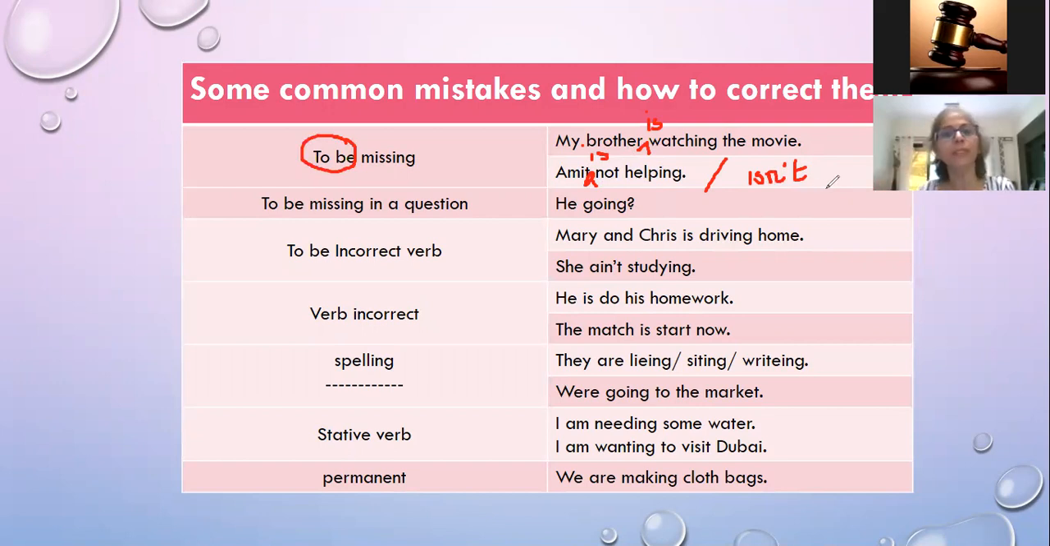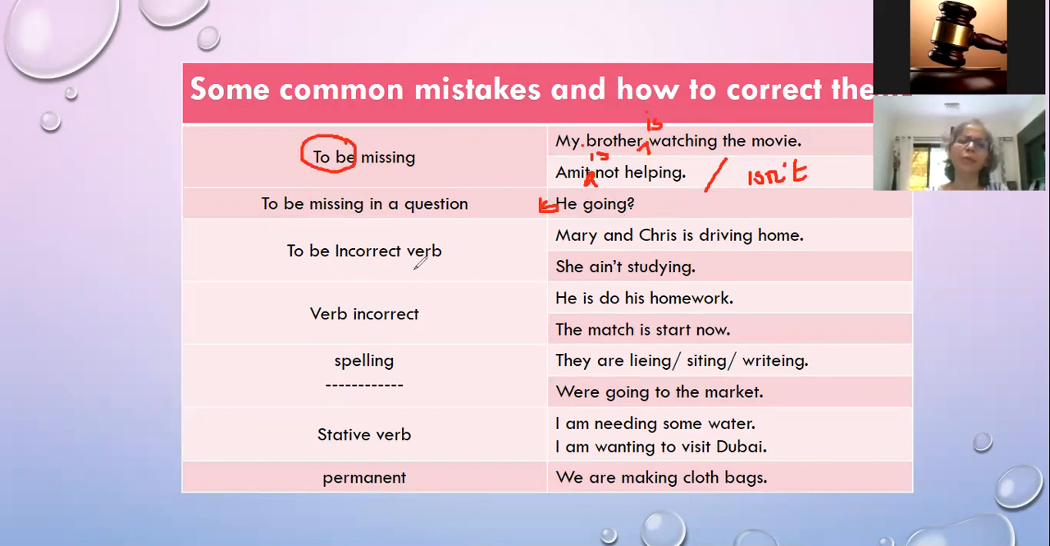Or sometimes the to be word is missing in a question. You just use the subject and the verb, "he going," which is incorrect, because when we are using a question, we need to use the to be word before the subject. So we write, is he going? That's your correct sentence.